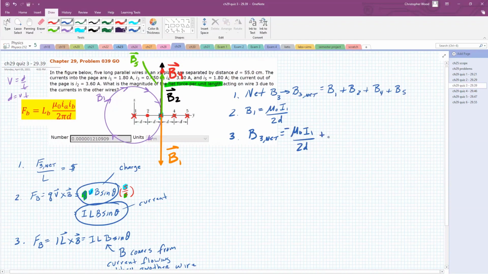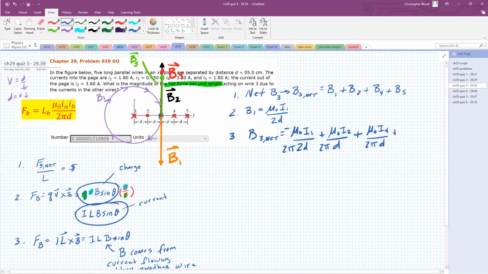Plus, here's the contribution from wire 2. Mu naught I2. What's the distance between wire 2 and wire 3? It's 2D. I'm sorry, it's 1D. Okay, done with B2. I should say B4. B4 is mu naught times the current flowing through wire 4 all over, and I forgot my 2 pi's. So this should be 2 pi. The distance between 3 and 4 is D, and that's also a plus.